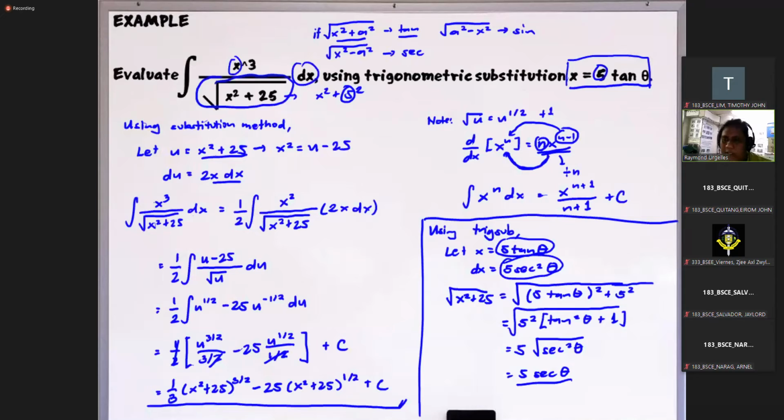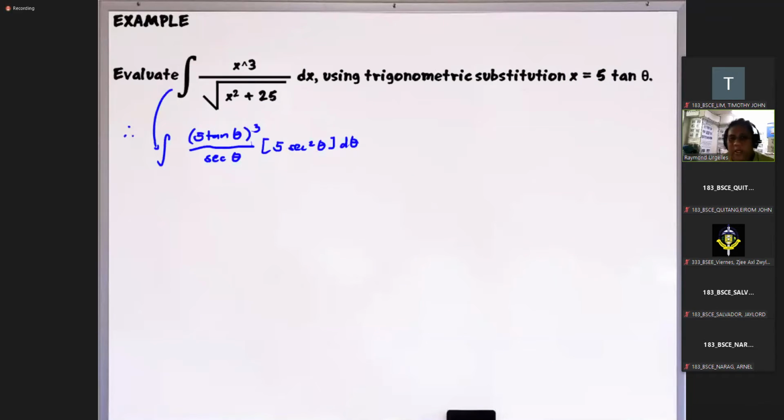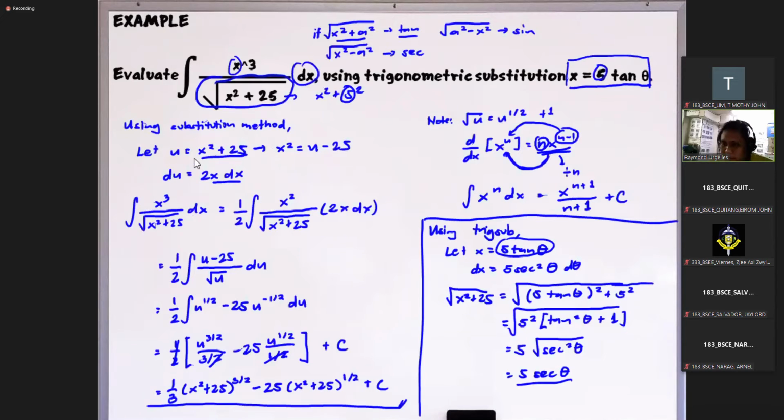Hindi ko nga naisulat dito yung d theta. Dapat may naka-multiply dito na d theta, kasi dx lang to. So ito yung magiging equation natin. Tapos ito, 5 secant of theta dapat.